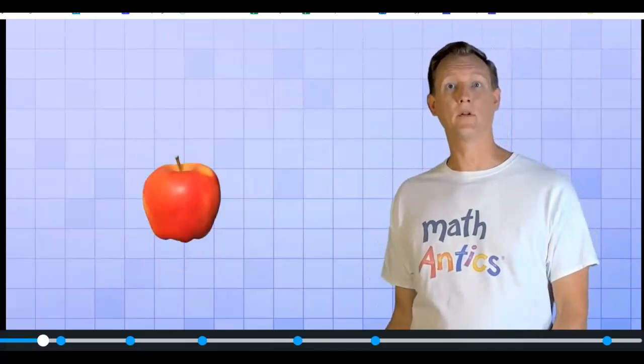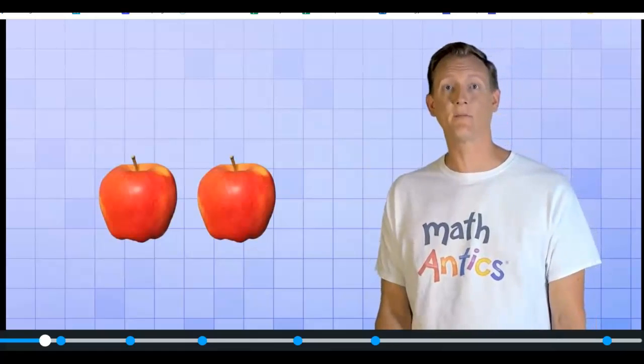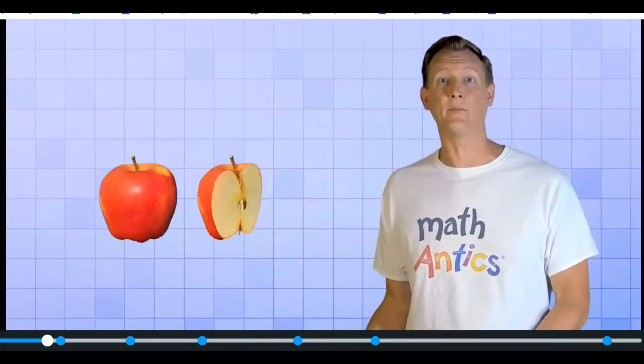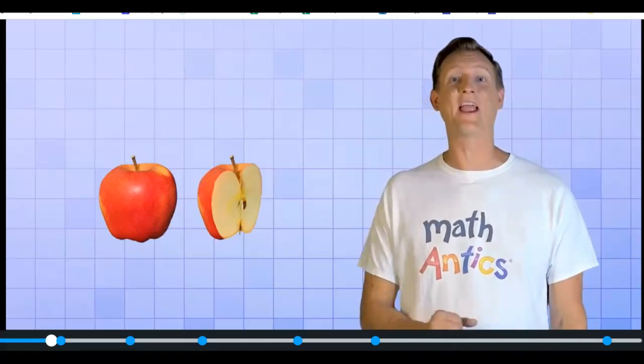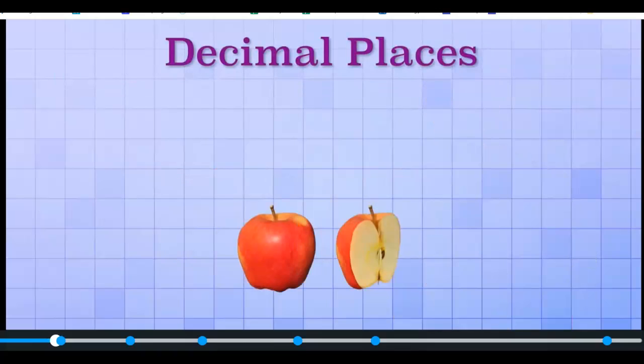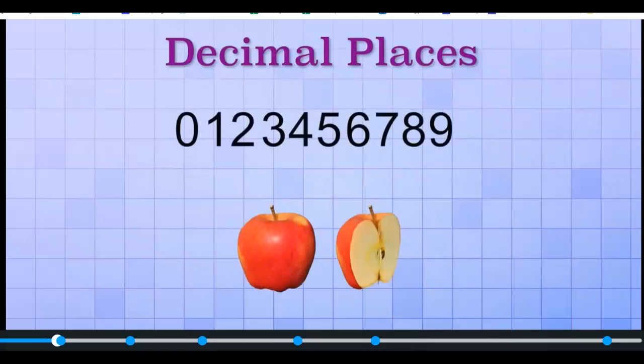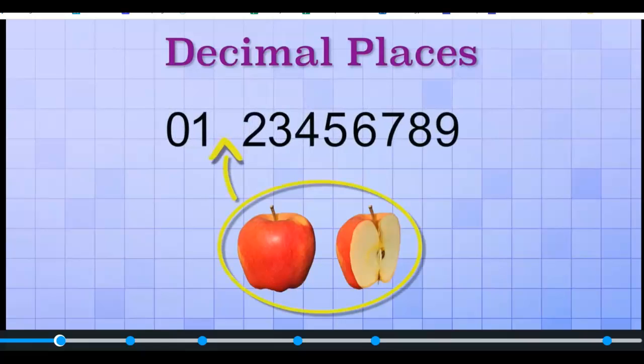You might have 1 apple or 2 apples, but you could also have something in between that, like 1.5 apples. How can the base 10 number system handle situations like that? The answer is decimal places. Decimal places are a way of extending the base 10 number system so that it can represent amounts that are in between whole amounts.